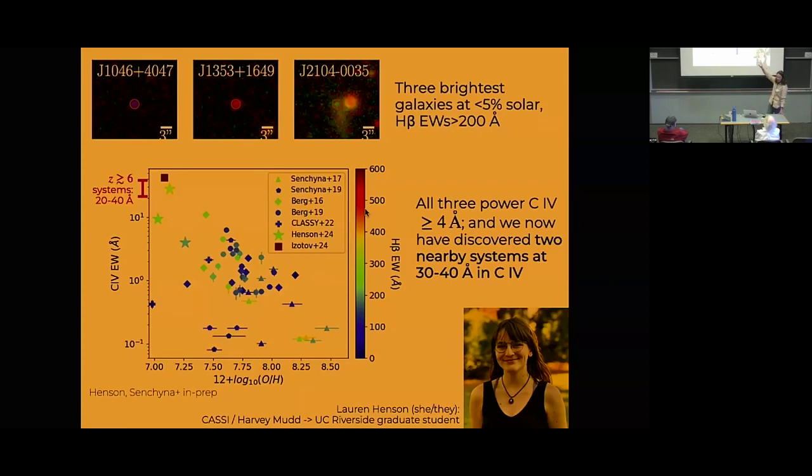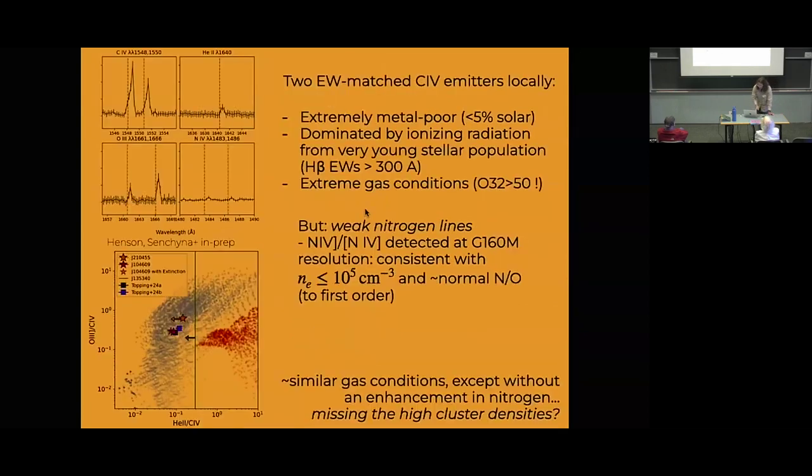Now we've discovered for the first time, finally, we found this population of local systems, two now, that power carbon 4 in excess of 20 angstroms. And there are 30 to 40 angstroms. The Isatov source is actually slightly above the most prominent of these redshift 6 objects in carbon 4. And so what do these systems look like? They're uniformly extremely metal poor, dominated by ionizing radiation from very young stellar populations.